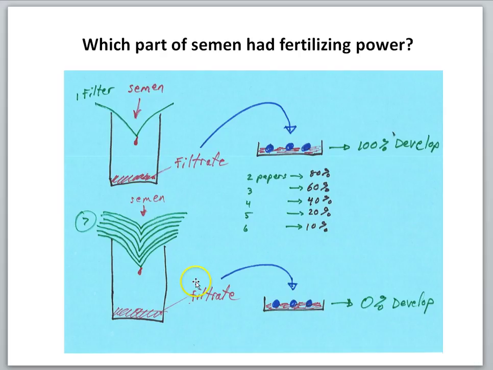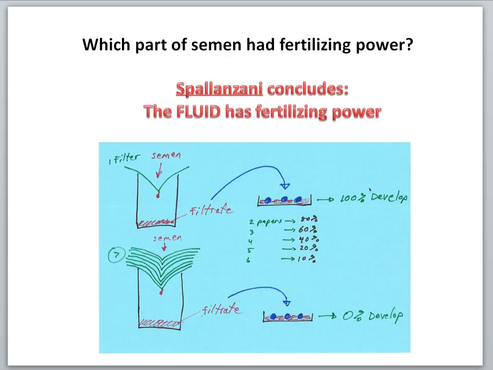Now you might explain this by saying, well, as you use more and more filter papers, more and more of the worms will be trapped. So if the filtrate is losing power as you add more and more filter papers, that suggests that it's the worms that have fertilizing power. Surprisingly, Spallanzani concluded the opposite. Spallanzani concluded that the fluid has fertilizing power. Now, why in the world would he conclude this?